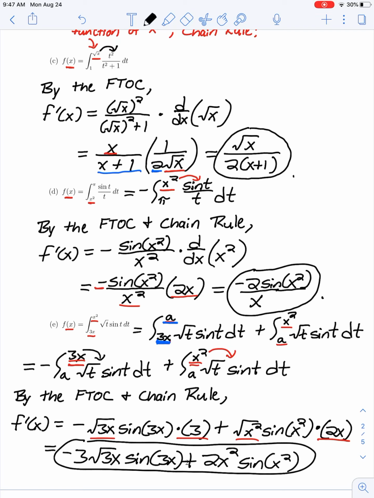So in this last part of our example, we see that if both the upper and lower limits of integration are functions of x, then we have to use properties of definite integrals to first split our interval into two pieces so that one of our limits of integration is a constant. We could call it a, and then we can make use of the fundamental theorem of calculus along with the chain rule to then differentiate each piece that we split our integral into.